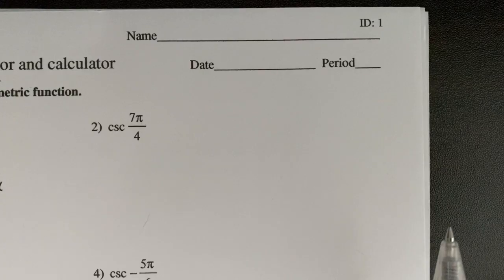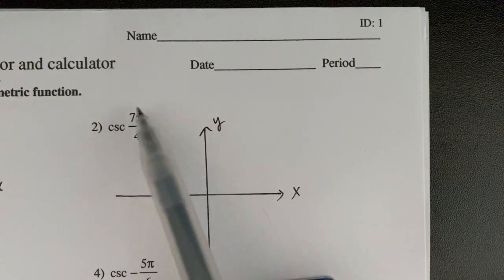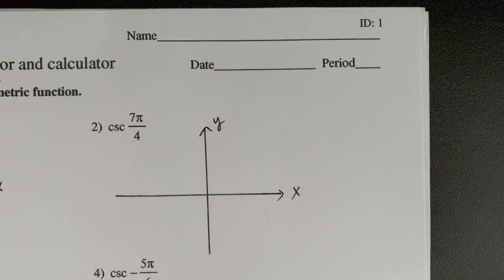Let's do another one. Next, we're asked to find cosecant of 7 pi over 4. Again, the radian measure that we're given is in fourths, so I'm going to count to figure out which quadrant it's in.